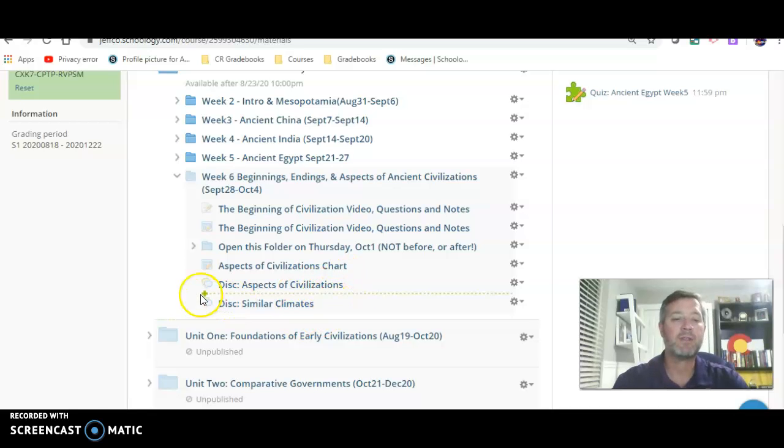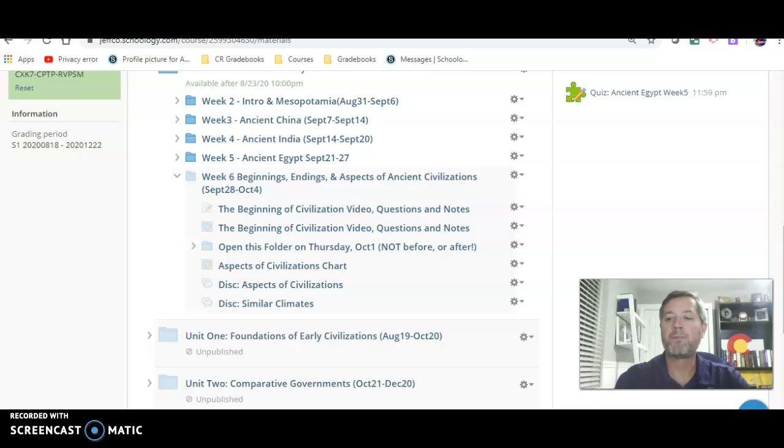And then we have 2 discussion boards, aspects of civilizations, which will be based quite a bit on the chart. And then similar climates is the other discussion. On these discussion boards, please make sure you're posting earlier in the week, and then later in the week you can go back and do your replies.